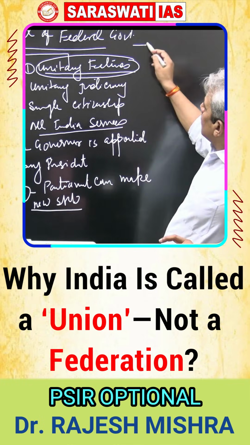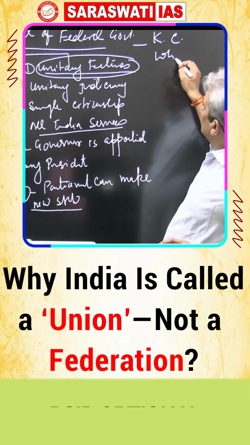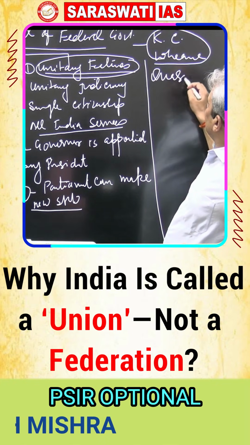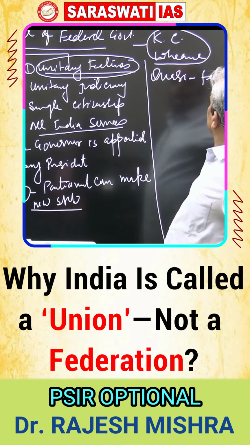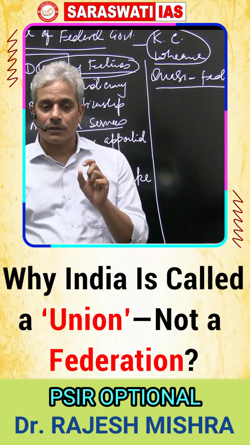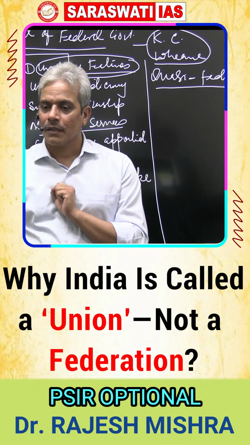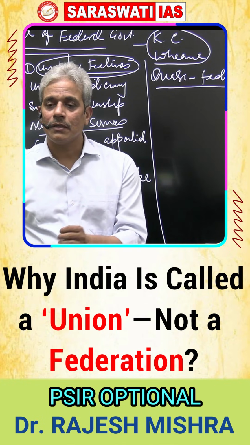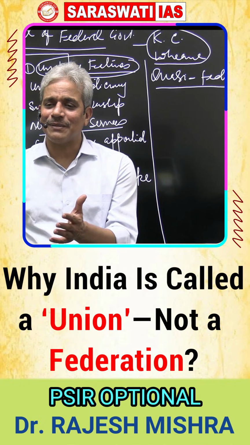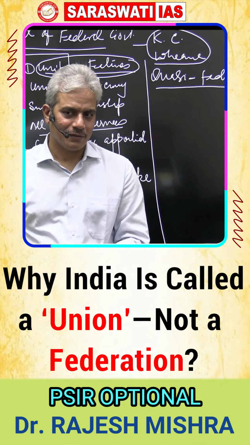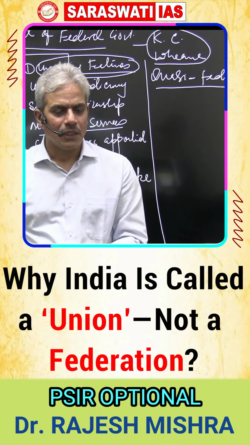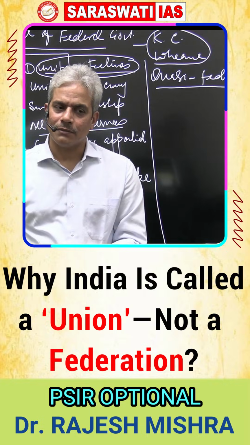Because of this centralization, K.C. Wheare argued, in his book Federal Government, that the Indian Constitution is not a federation, it is a quasi-federation. And moreover, some scholars are saying that the Indian Constitution is not federal. It is unitary with some subsidiary features of a federal government. So what do you believe in? Whether the Indian Constitution is unitary, number one, quasi-federation, number two, or a federation with a strong union, number three?